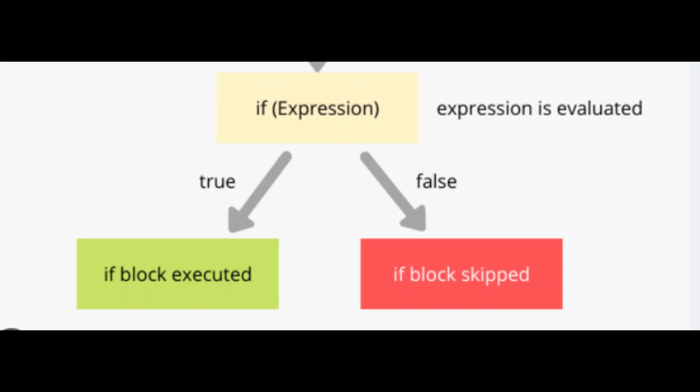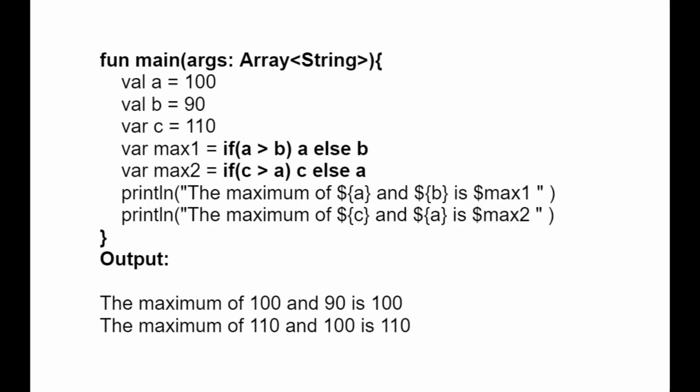Let's take an example to return the maximum value among two variables. We are having a function with different variables a, b and c. We are having two variables in which we are getting the maximum number by using if condition. And we are having two print statements to print the highest numbers.